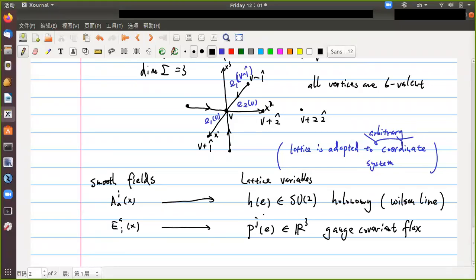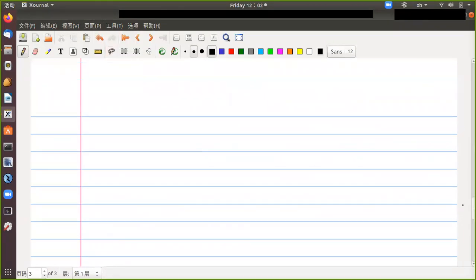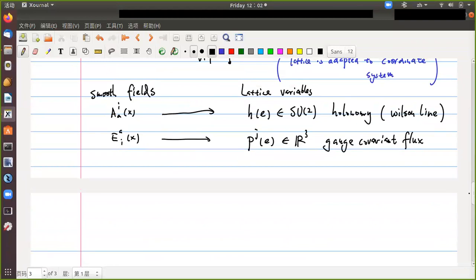So you see this holonomy is the lattice variable replacing the connection or gauge potential, the SU(2) connection. And this gauge covariant flux is the lattice variable replacing E, the density type stride. Here I just tell you some names. I will give you the definition in a moment in this lecture. And this is for all edges.